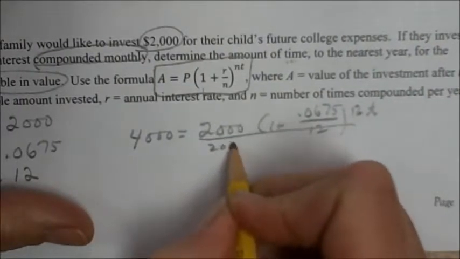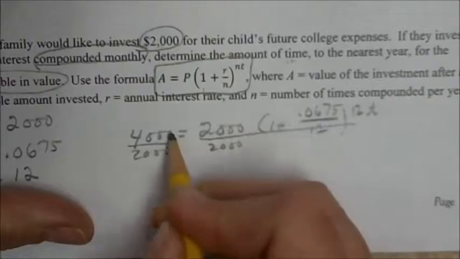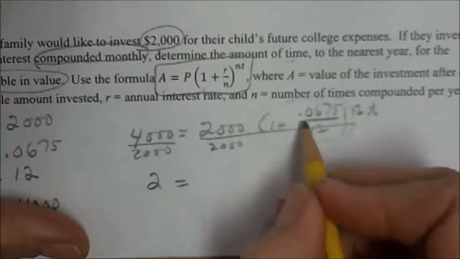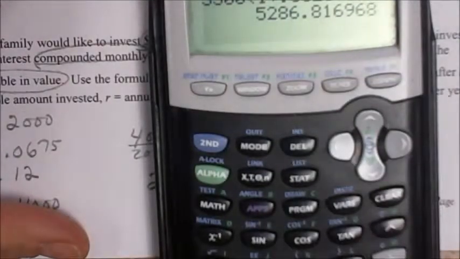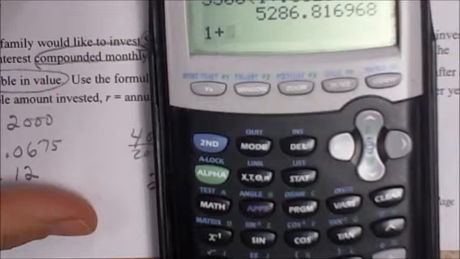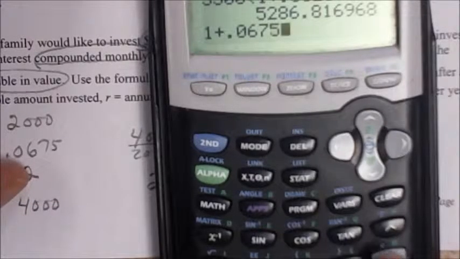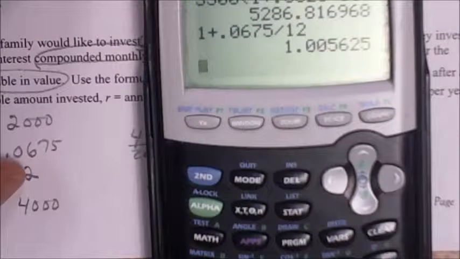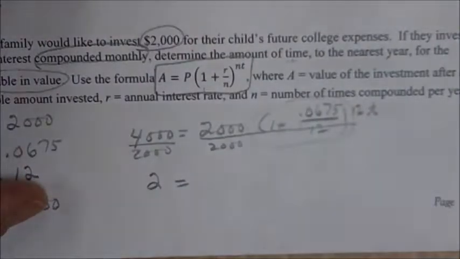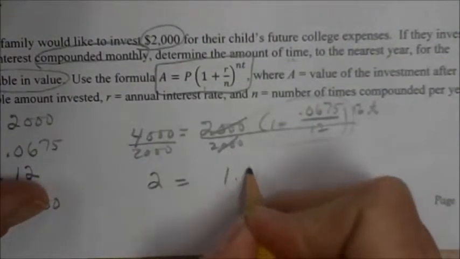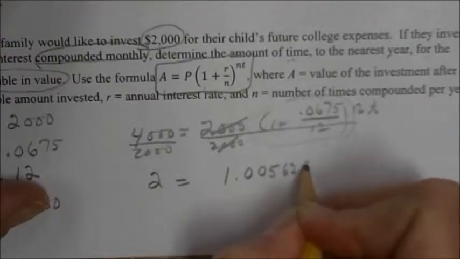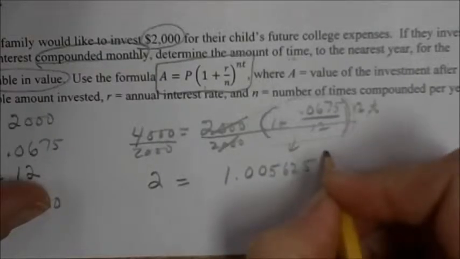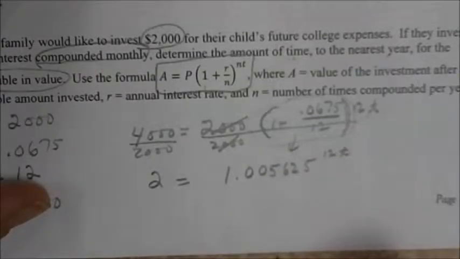Divide both sides by 2,000. 4,000 divided by 2,000 is 2. I'm going to put this number 1 plus 0.0675 over 12 in my calculator so I don't have to type so many numbers out. 0.0675 divided by 12. This is the base of my exponent. 1.005625. That is this number right here in parentheses. And you have to raise that number to the 12t power.